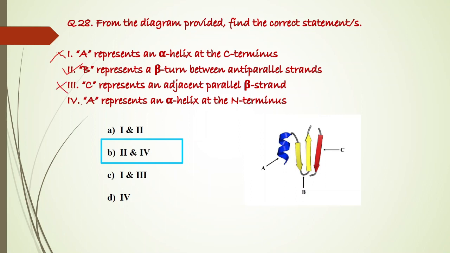And the fourth option, A represents an alpha helix at the N terminus. We just discussed it at the beginning of this question. So again, this one was correct. Alpha helix is at the N terminus. So our statements 2 and 4 are correct. So our correct option should be B. Moving to the next one.